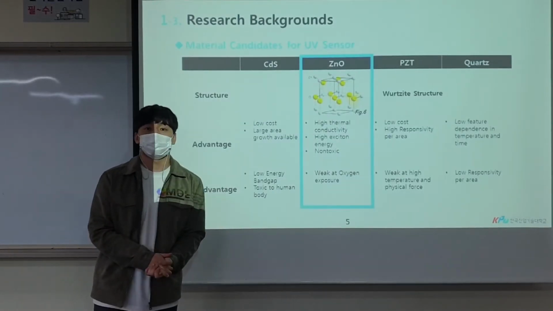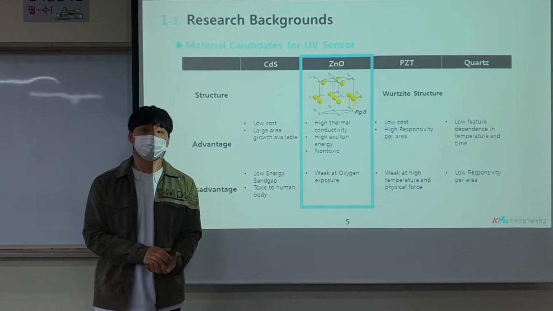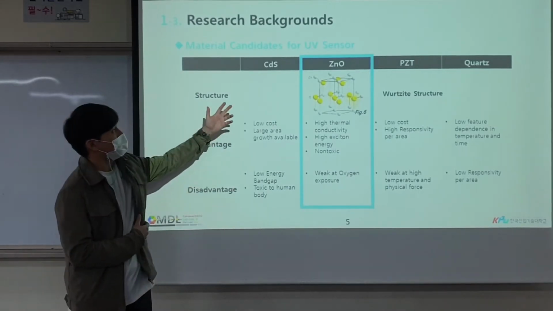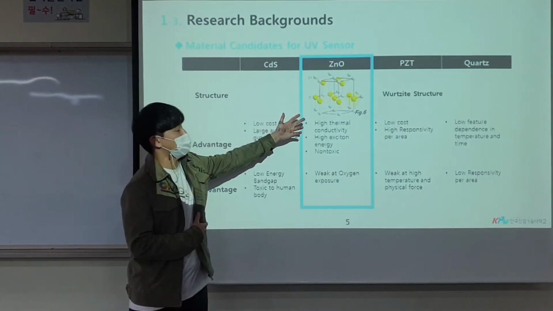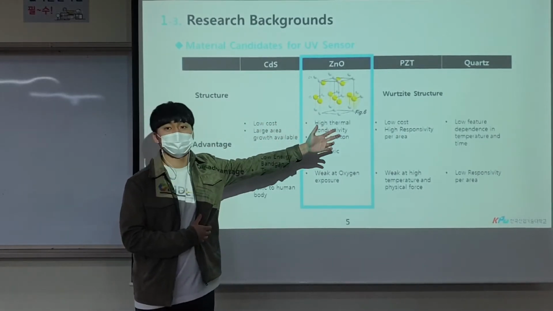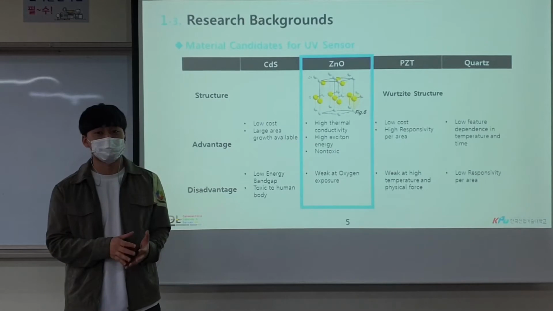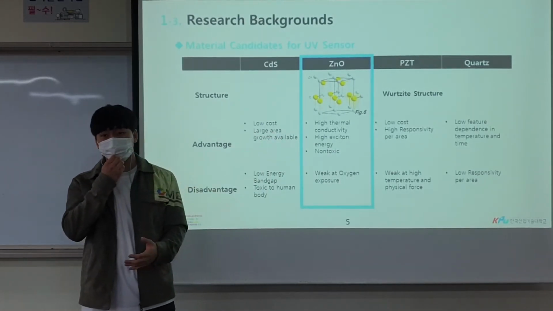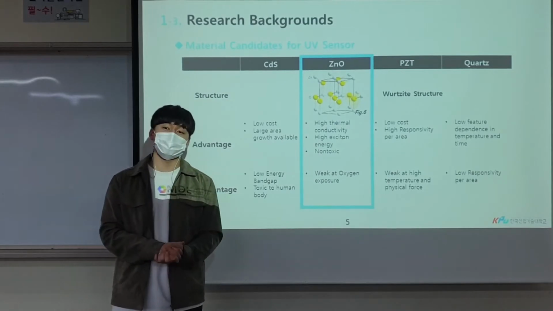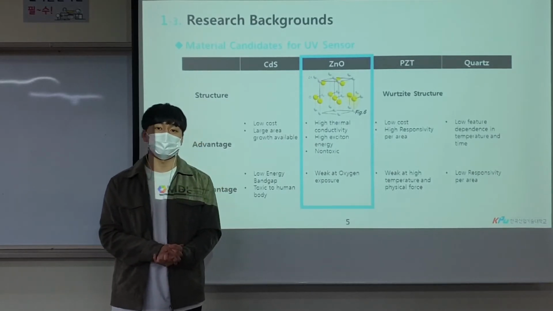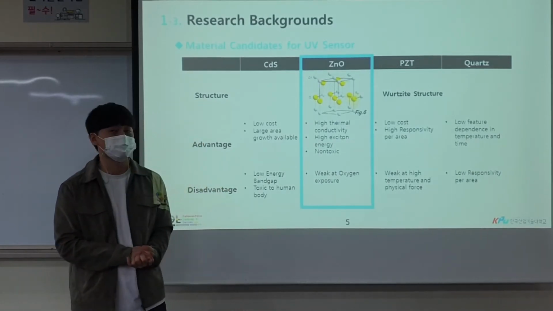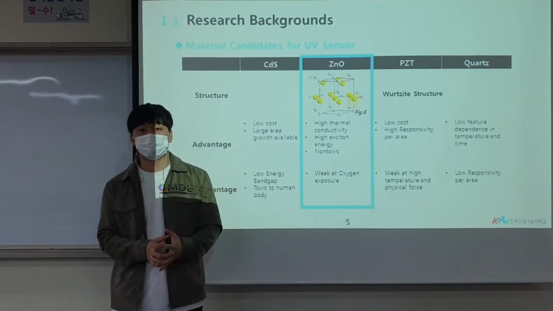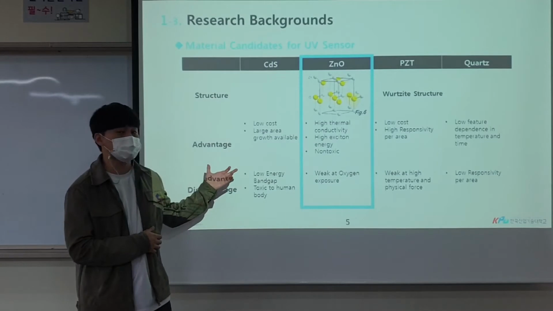So, what are the main materials for those wearable devices, especially in UV detection? Cadmium sulfide, zinc oxide, PZT, and quartz are mainly used for light detection. We selected zinc oxide due to its high 3.4 electron volt band gap energy, which is suitable for UV detection, and better thermal conductivity and non-toxicity compared to other materials.